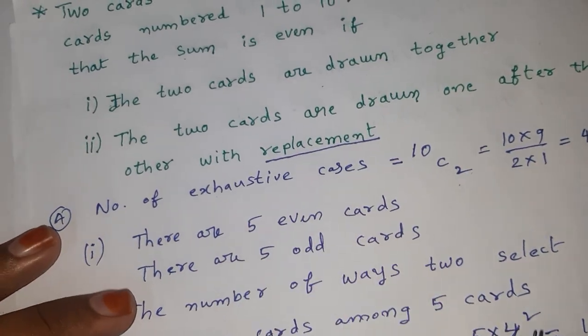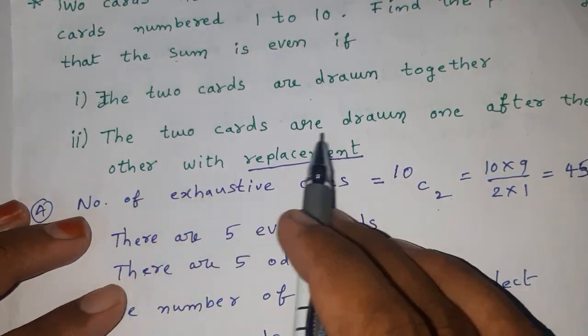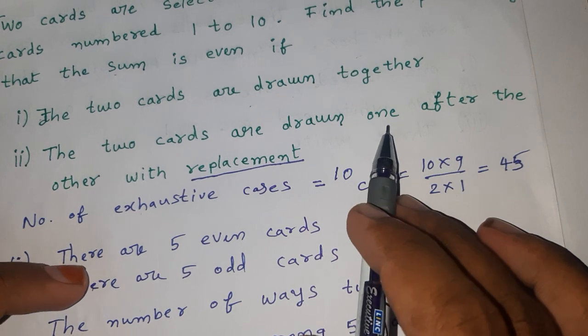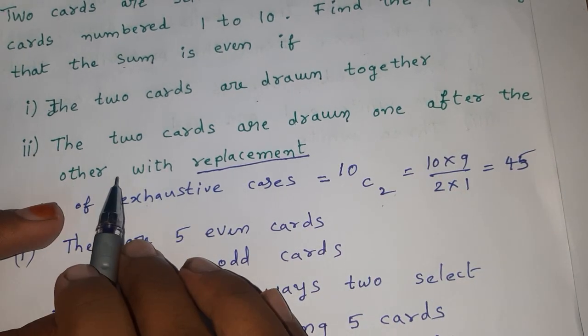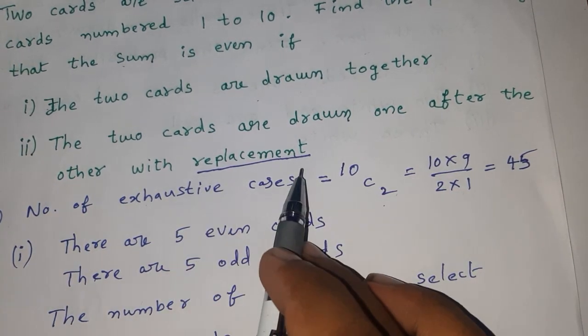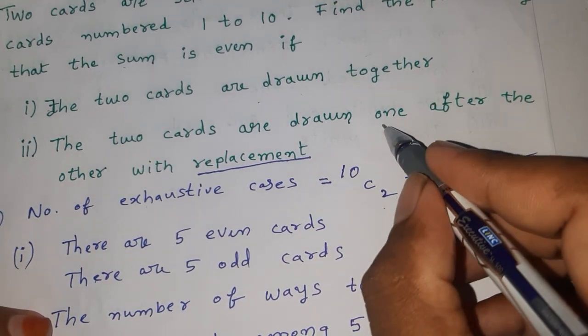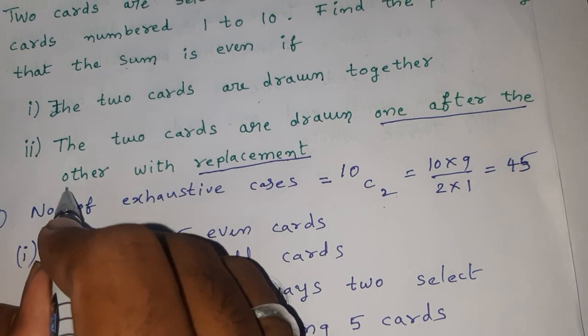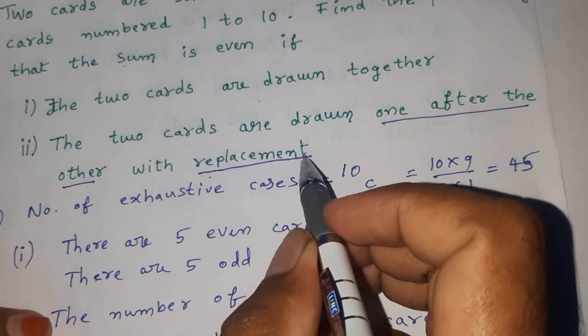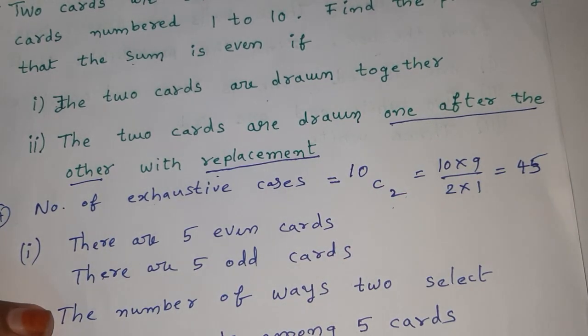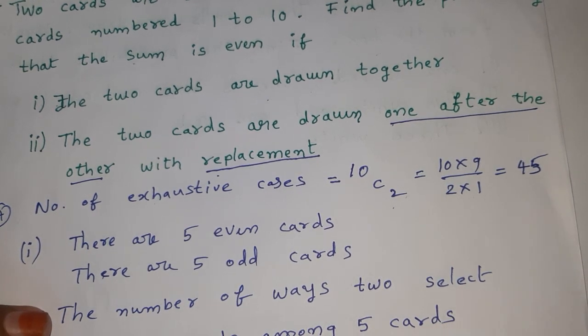Careful observation is required for the second problem. Here, using two terms, that is one after the other, and with replacement. Therefore, observe these two words, one after the other and replacement. Okay, this may possibly be understood.